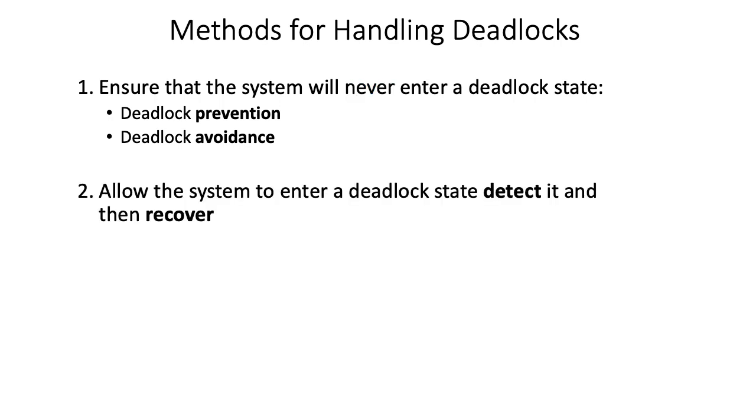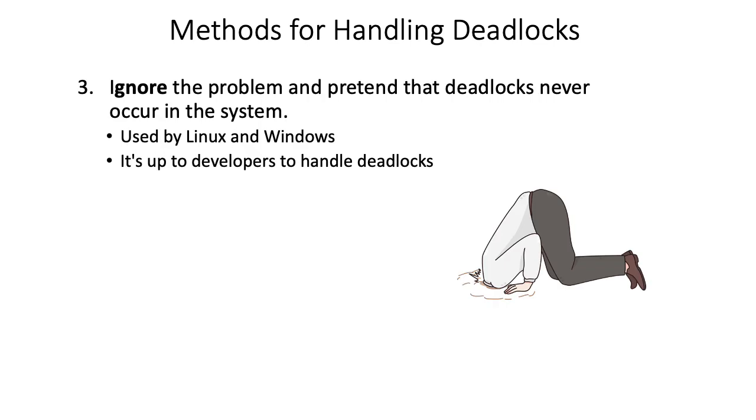The second method to handle deadlocks is to actually allow the system to enter a deadlock state, but then have some strategies to detect that it happened as well as recover from it. Now, some operating systems choose to actually ignore deadlocks and do nothing about them. And that's due to various reasons, which include the complexity of resolving deadlocks, performance considerations, the overhead to actually handle the deadlock, as well as the assumption that deadlocks are rare and not so frequent.